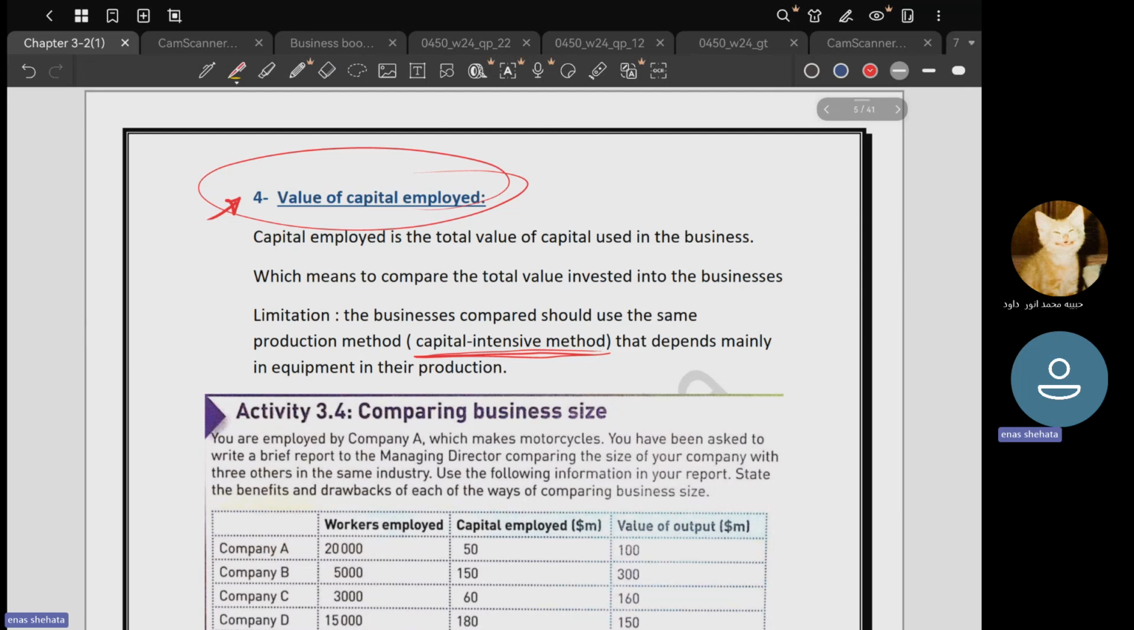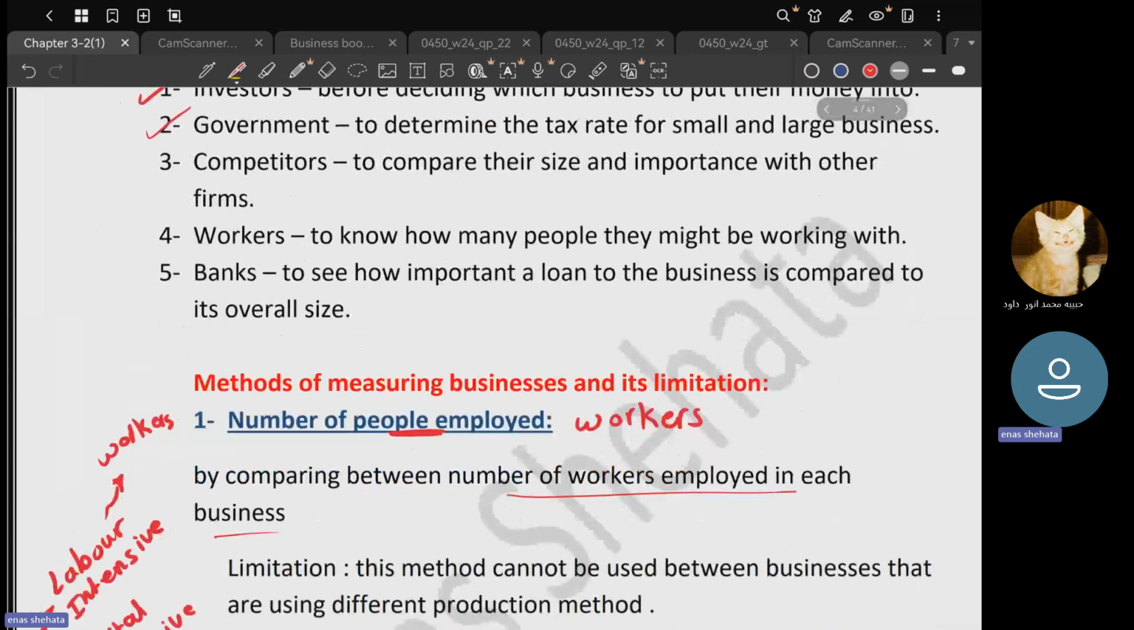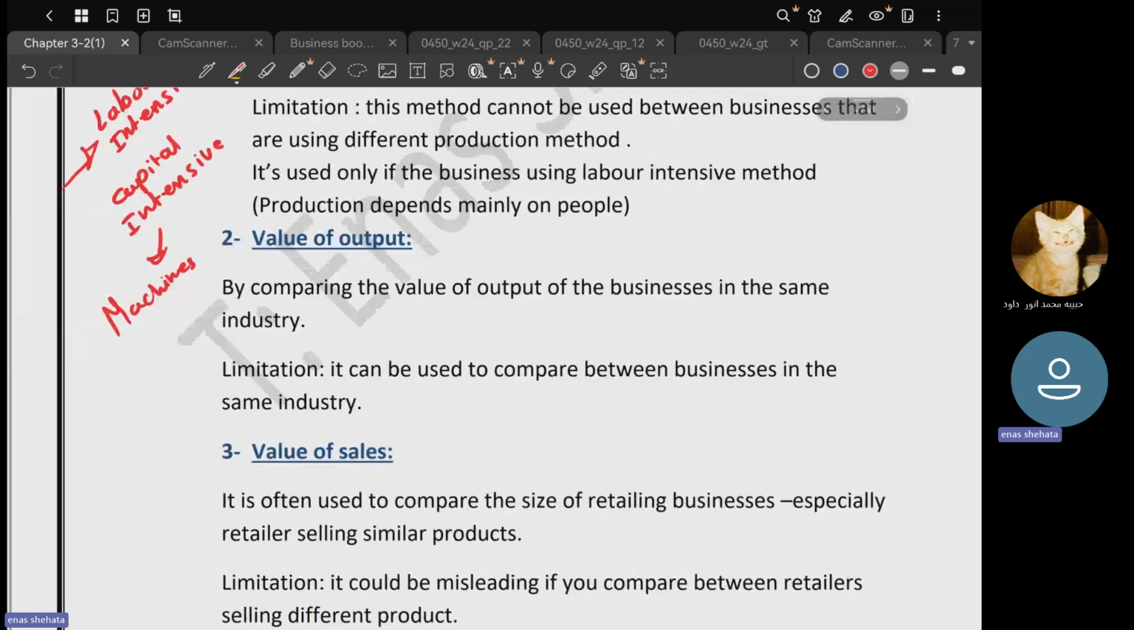But if I have two businesses that depend mainly on workers, like farms, for example, I will not use value of capital employed. I have two other methods that I can use. Value of output. Value of output is the amount of output produced by each business. And in order to use this method, both must be in the same industry.